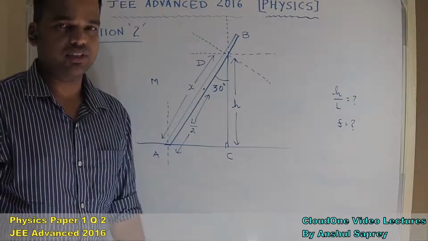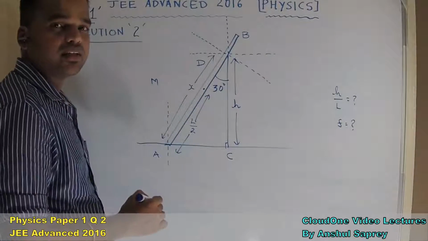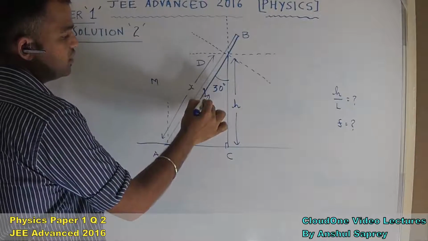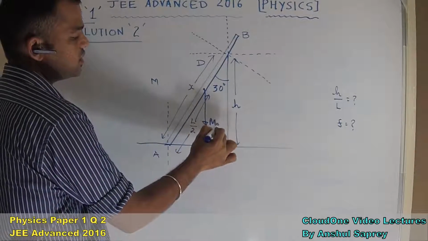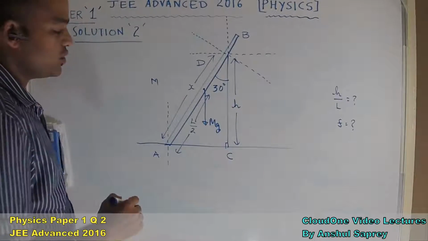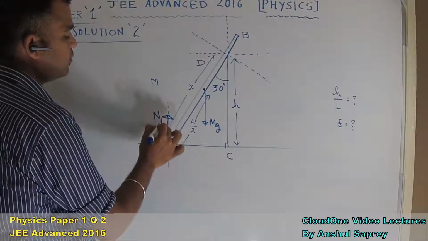We have to mark the forces. Where are the forces acting on the rod? Clearly the weight mg of the rod will act at its center of mass. So this is the point where mg is acting. The normal force between the rod and the horizontal floor, let this force be N1.